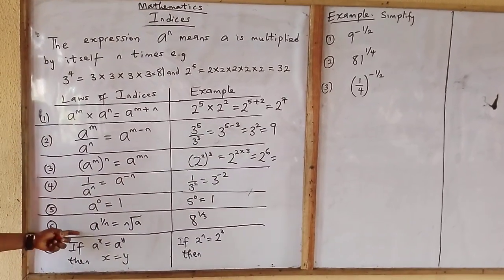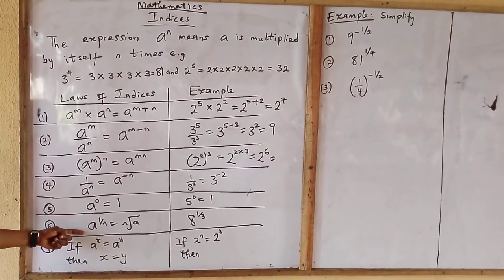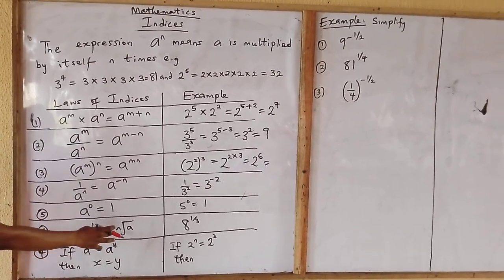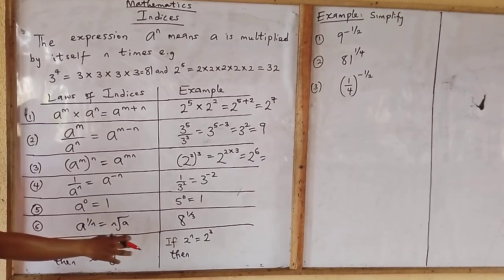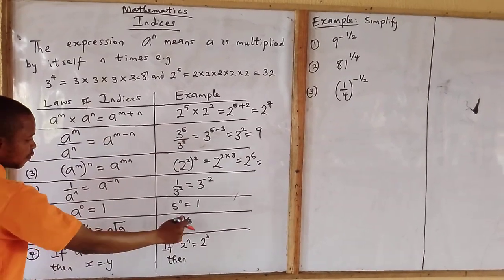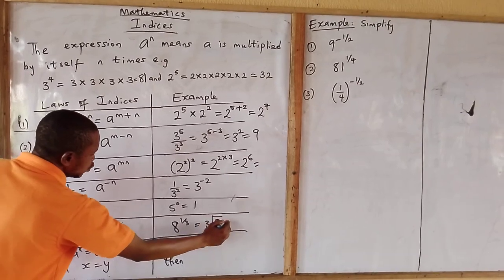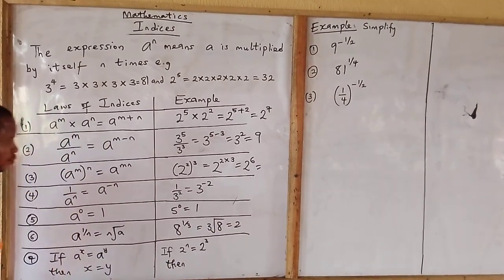And likewise, when we have a raised to the power 1 over n, the law states that it will be equal to the nth root of a. So for instance, when we have 8 raised to the power 1 over 3 here, we are going to have the cube root of 8, which will give us 2.